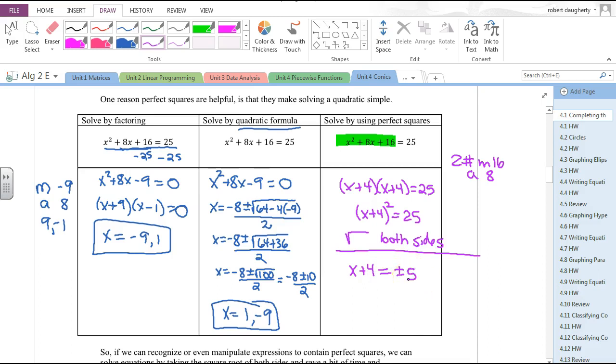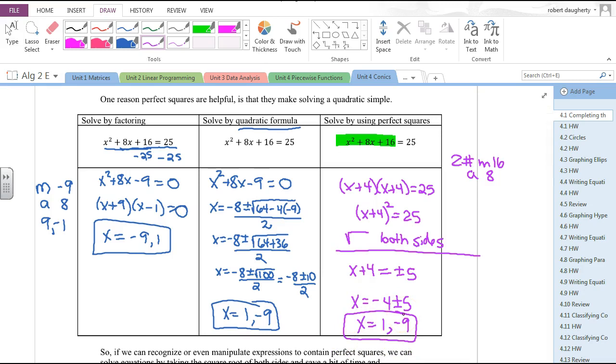So that's 5. When I take the square root of both sides, I get x plus 4 equals plus or minus the square root of 25. Therefore, x equals negative 4 plus or minus 5. What's negative 4 plus 5? 1. What's negative 4 minus 5? Negative 9. So these are all just 3 different ways algebraically we could solve a quadratic.